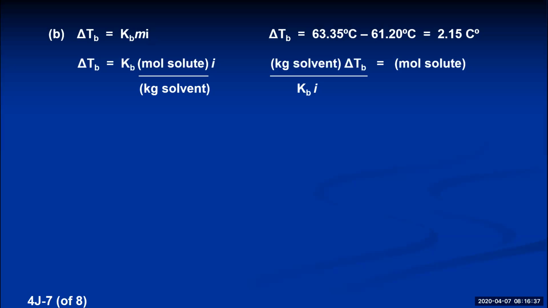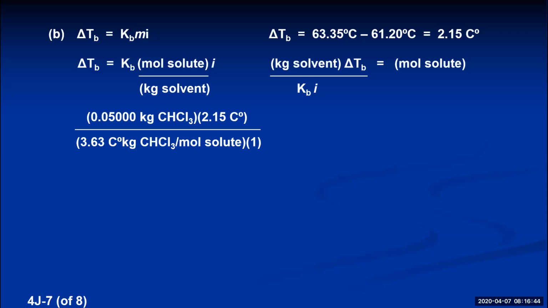So the solvent was the chloroform. They said 50.00 grams of chloroform, so that's going to be 0.05000 kilograms. The change in the boiling point is 2.15 Celsius degrees. The molar boiling point constant was given in the problem, 3.63 Celsius degrees kilograms of solvent per mole of solute. And the i value for this would have to be 1 because this unknown compound is being dissolved in chloroform, and it's not going to actually break apart into ions. It's not an acid. It's not an ionic compound. So we would assume an i value of 1.